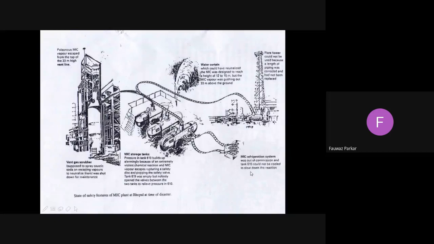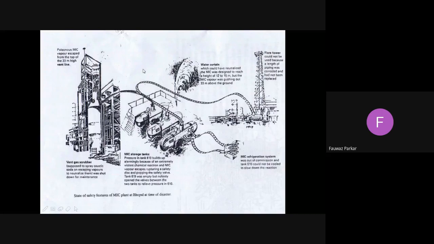First and foremost, the refrigerant system which was there for cooling these gases, methyl isocyanate and other gases, was out of commission. It was not maintained properly. Its operation and maintenance was not properly done, and it could not suitably cool down the reaction. So the reaction built up, and the temperature and pressure built up. Suddenly the pressure caused the gas to escape.